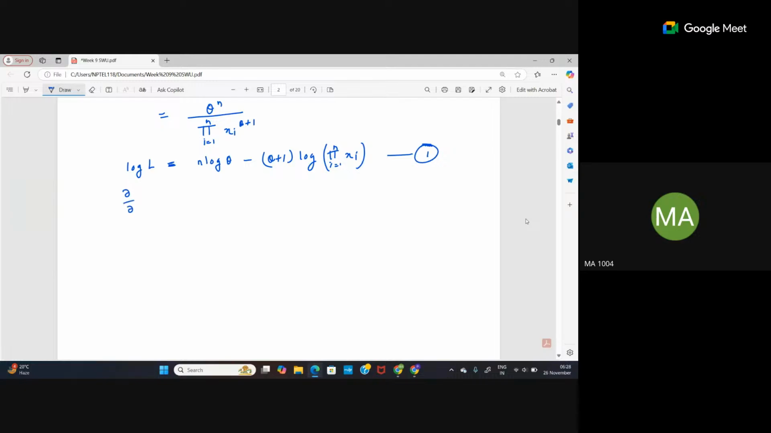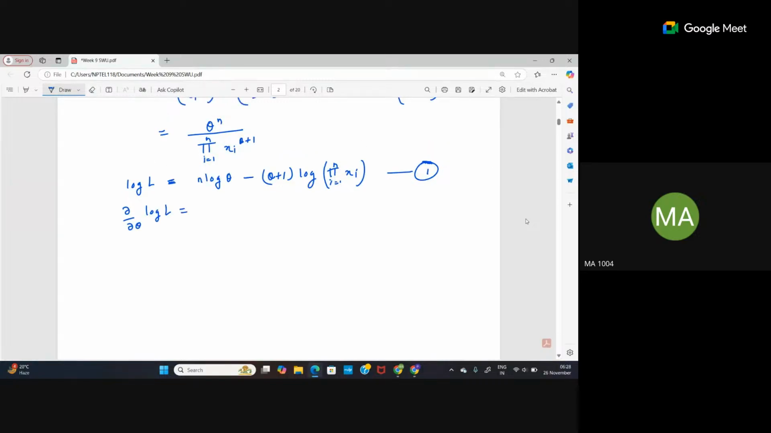Okay, so here we do partial differentiation. In partial differentiation, we have to differentiate with respect to theta. So all the other variables will be considered as constant, right? Yes, ma'am. The differentiation of n log theta will be n divided by theta, right? Yes, ma'am.